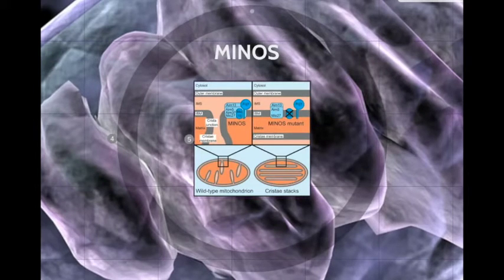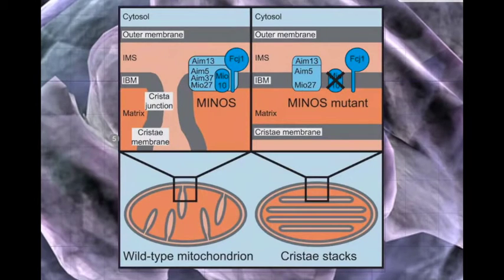MINOS. The mitochondrial inner membrane organization system is a large protein complex that maintains the cristae junctions between the inner boundary membrane and the cristae membranes. The complex is formed of two core proteins, mitofilin and mitoguardin, which are essential for the linkage of the two inner membrane subdomains. MINOS mutations. Mutations to the mitofilin gene disrupt the MINOS complex and lead to a release of cristae membranes from the inner boundary membrane.